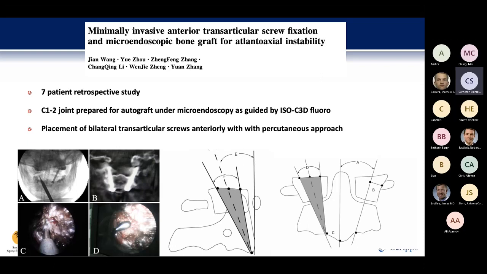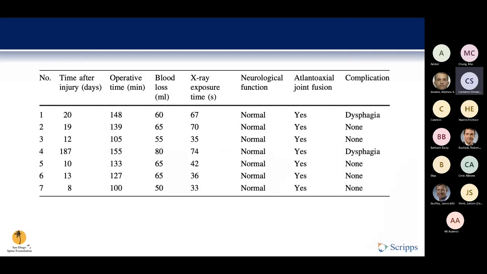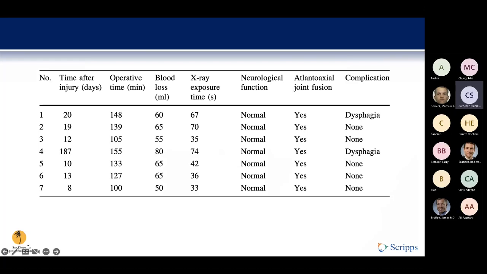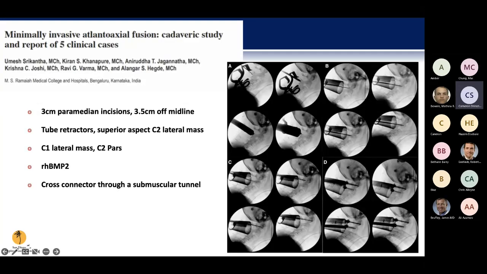And this is showing how they plan those out, or what your windows are for placing those screws. In these patients, they had decent results. Obviously, a very small subset of patients. Two of them still had dysphagia, but they were trying to show that this is feasible.